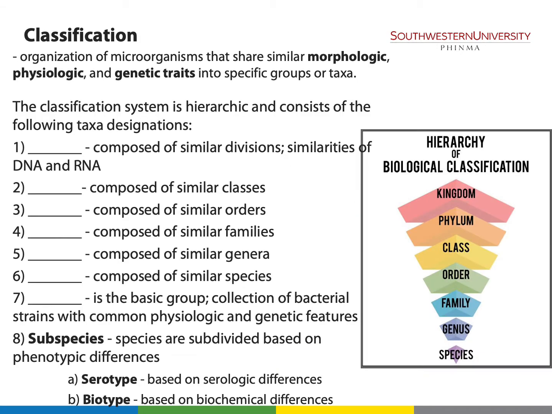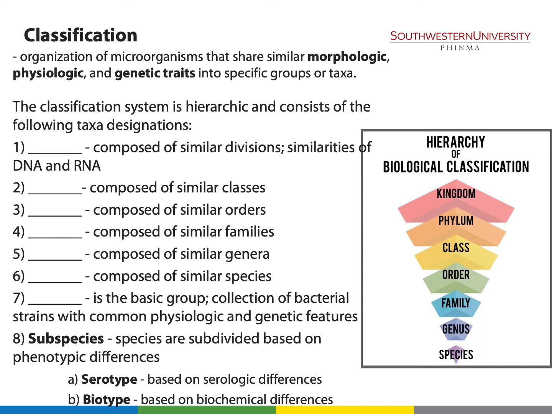So classification. Classification is an organization of microorganisms that share similar morphologic, physiologic, and genetic traits into specific groups of taxa. Your classification system is hierarchic and consists of the following taxa designations. It starts with the lowest form. You have the species, then genus, family, order, class, phylum, and kingdom.